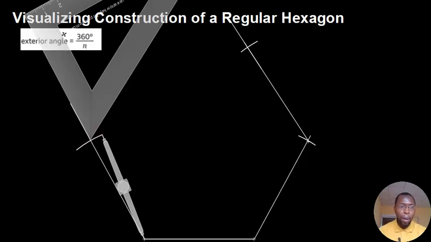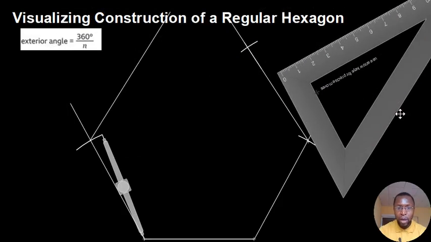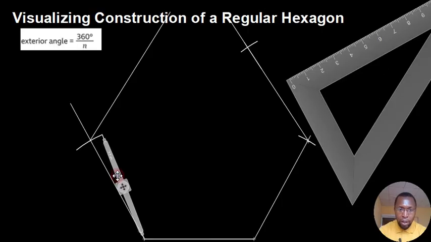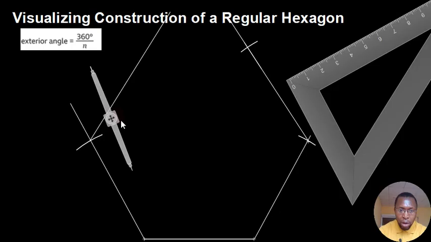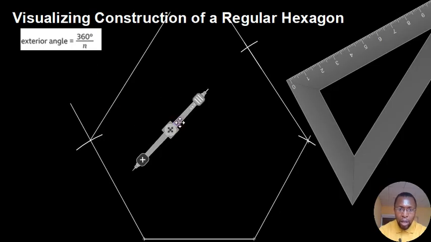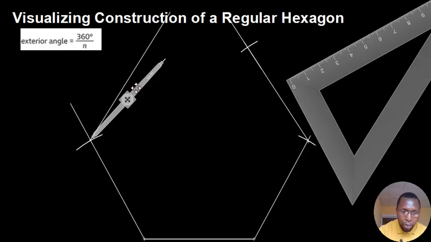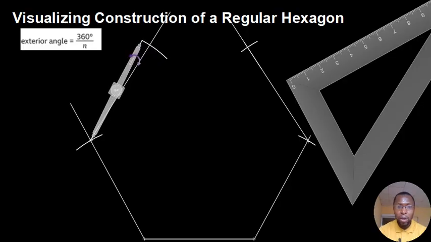Then I get my pencil again, and I will draw another straight line to meet that point. Then again I will remove my set square, get my compass, and place it at this tip to mark another equal length. So I'm placing this at this tip here, then I will now mark another equal length here. Having achieved this, I can now say that the distance between here is the same as the distance between here.